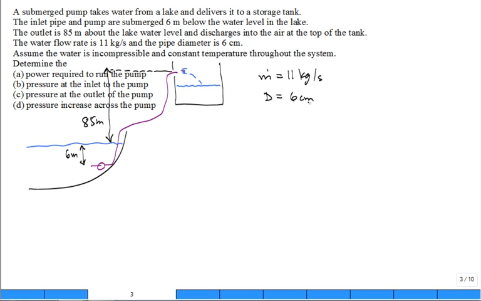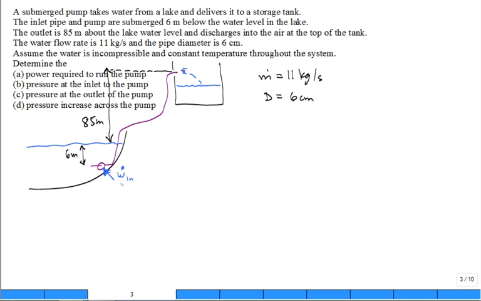Determine the power required to run the pump. So we have some power to go into the pump. And let's put it W dot in. Units, watts or kilowatts. That's power that goes into the pump. How would I calculate the power to go into the pump?